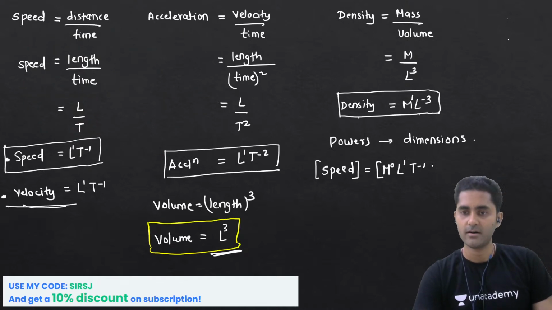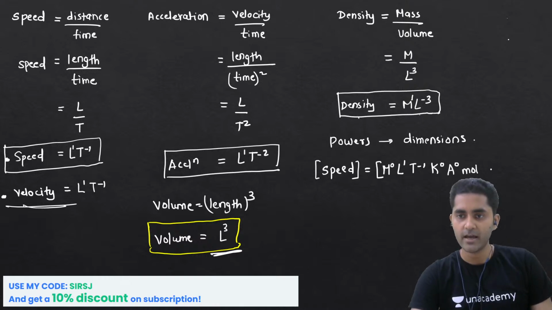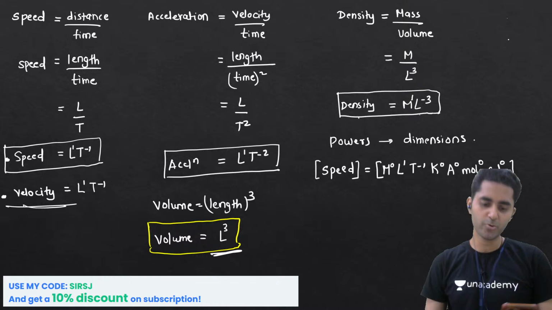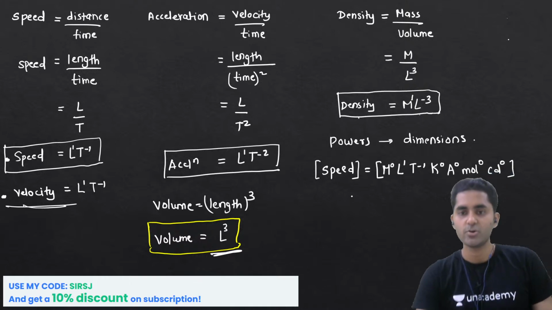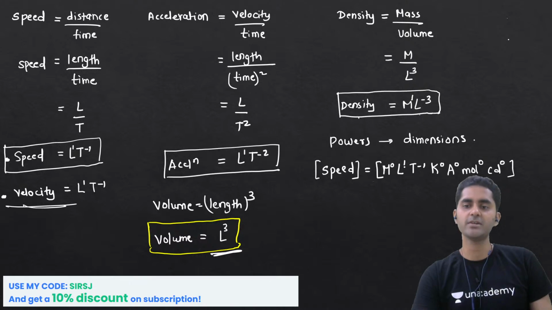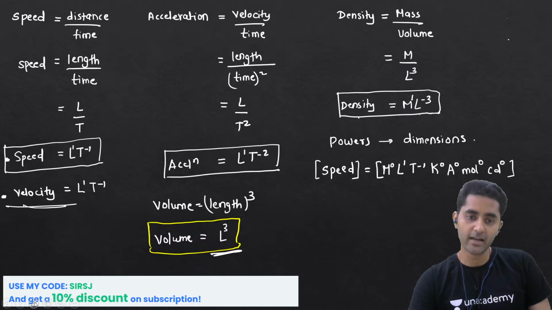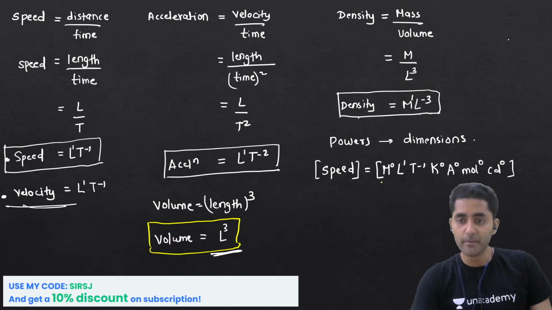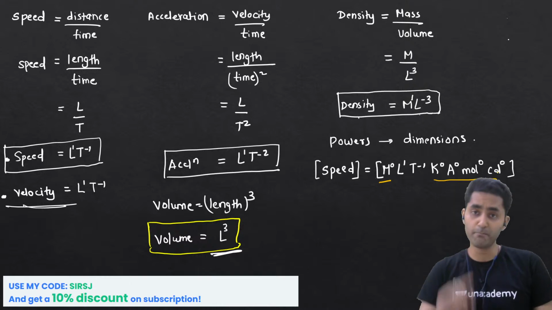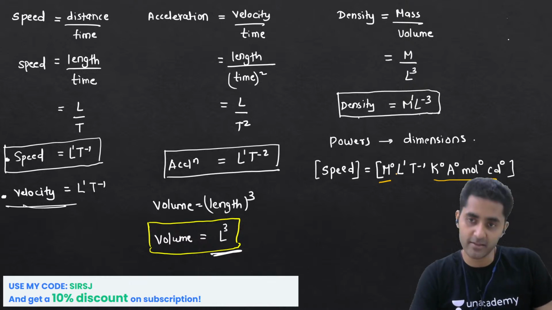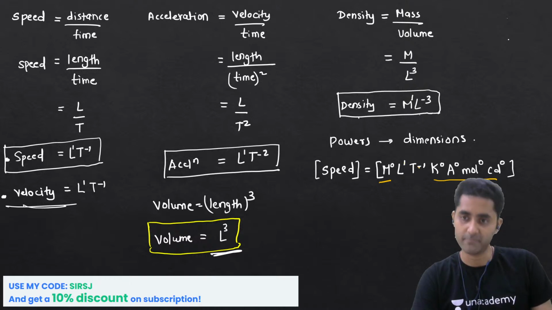For temperature it is K, but speed does not depend on temperature, so the power will be 0. Speed does not depend on current also, so the power of current will also be 0. Speed does not depend on amount of substance and luminous intensity, so their powers will also be 0. So this is how you represent dimensions. I will write the dimension of speed is 0 in mass, 1 in length, -1 in time, and 0, 0, 0 and 0 in all the other fundamental quantities. It can clearly tell you that speed does not depend on mass or these quantities, because powers are 0. Speed depends on length with power 1, and time with power -1.